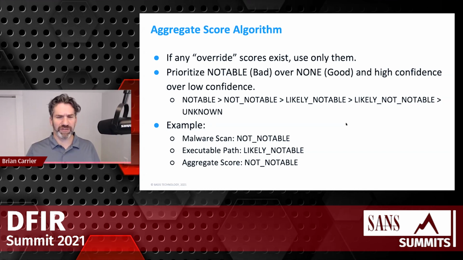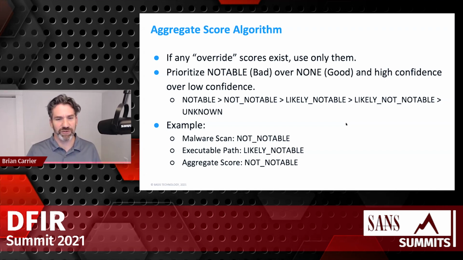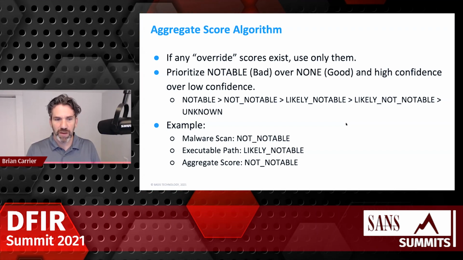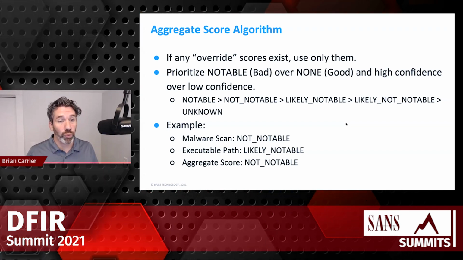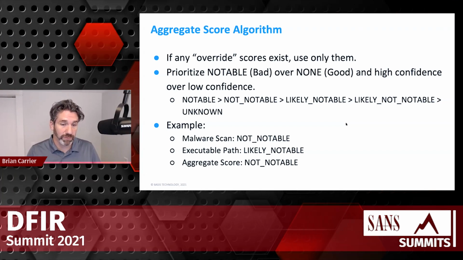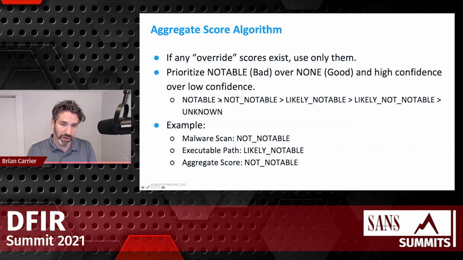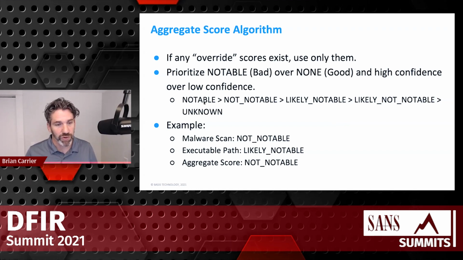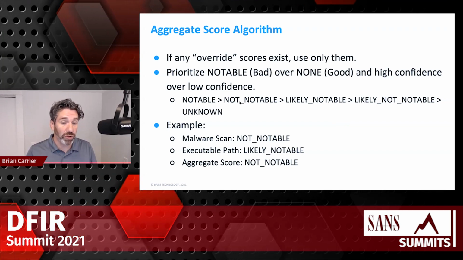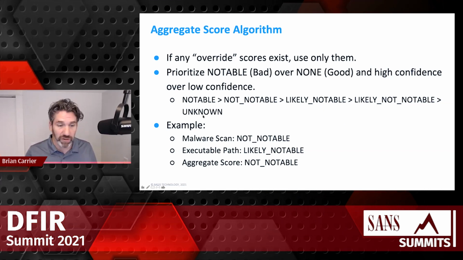It's a sad philosophical thing here, that bad always wins. But in this case, just scoring wise, bad always overrules good in what we show you to actually look at. And high confidence ones overrule low confidence ones. So basically the ordering is over here. These little arrows are like the less than, greater than mathematical symbols. Notable always wins. If there's any notable score, you're going to see it's notable. If it's not notable, that's second priority. Likely notable is third, not notable is fourth, and then unknown is the last one.